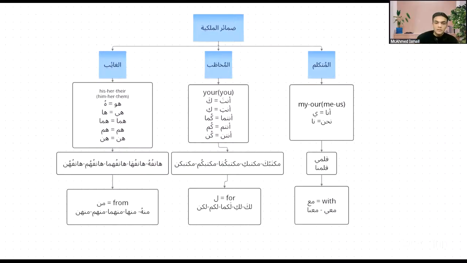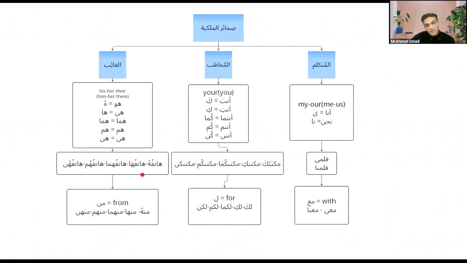What about if I mean more than that? If I mean three males, for example, in this case I say hum. So I say lahum, which means for them, but here it means for a group of males. And if I say minhum, this means from them.